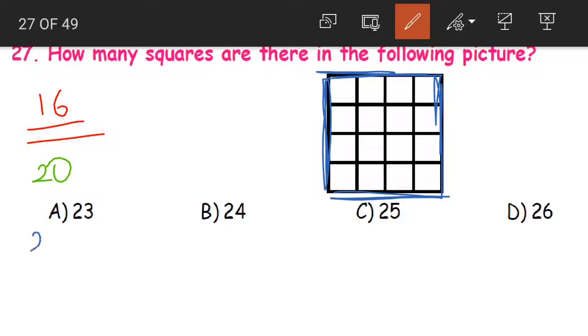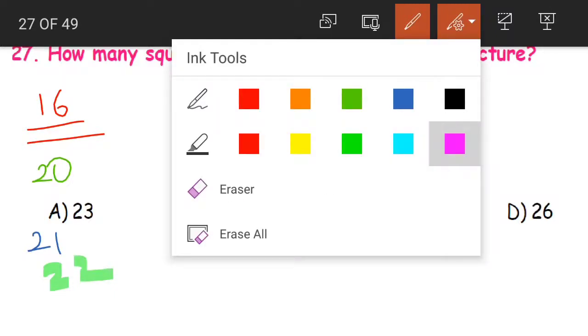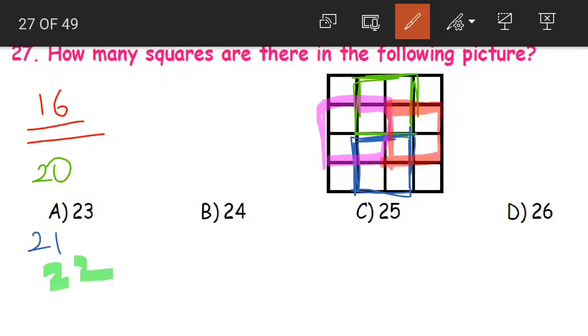And then again, if you look at the whole picture, the entire one, then we have 21 squares. And then again, if we look at it here in the middle, we have square number 22. So 22, and then where else do we have, children? Here, 23, 24, 25, then we have 26. Is this clear? The total number of squares here are 26.